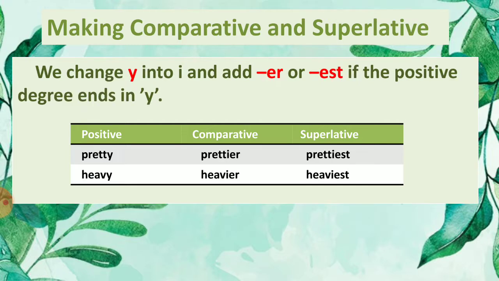Got it? We change y into i and add er or est if the positive degree ends in y. So, suppose my positive degree ends in y, I'll be replacing y with i, and I'll be adding er for the comparative and est for superlative degree respectively. You can see the example: pretty, prettier, prettiest, heavy, heavier, heaviest.